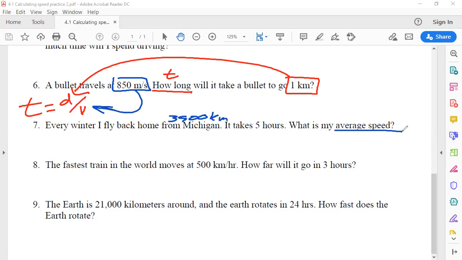Which equation do I need to use to find this one? What's it asking me for? In the chat, go ahead and tell me, what equation am I going to use to find average speed here? Come on, guys, participate. It's asking for my average speed. I need to use, of course, division, but I need to know which equation to use. Come on, Ryan, Summer, Maya, Javante, help me out here. What equation do I use for speed?